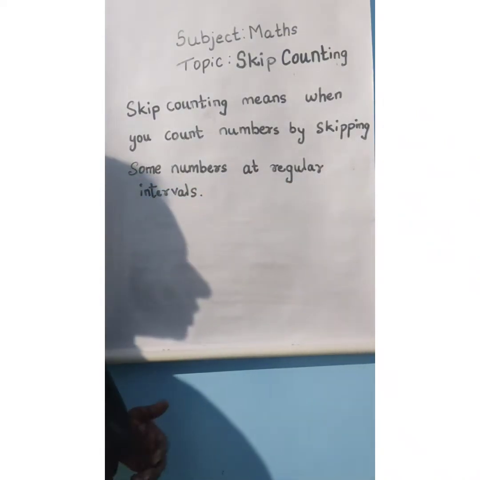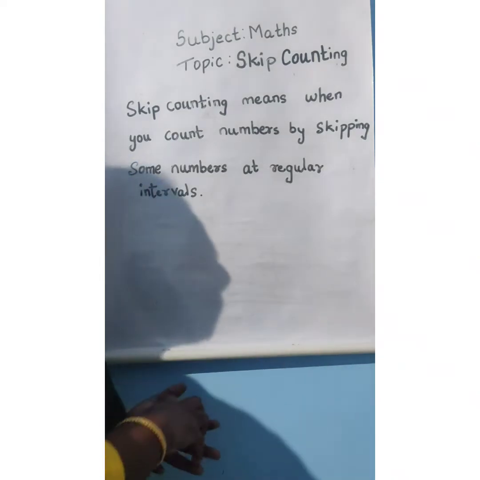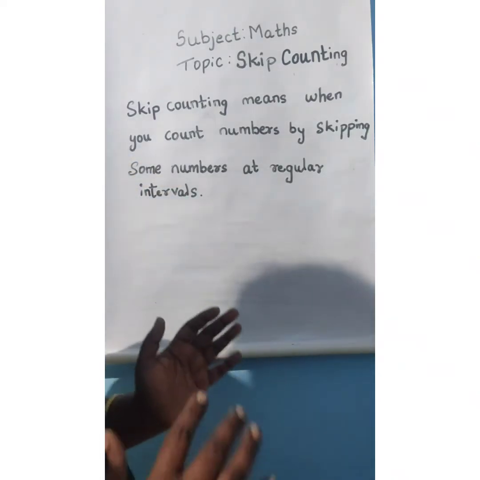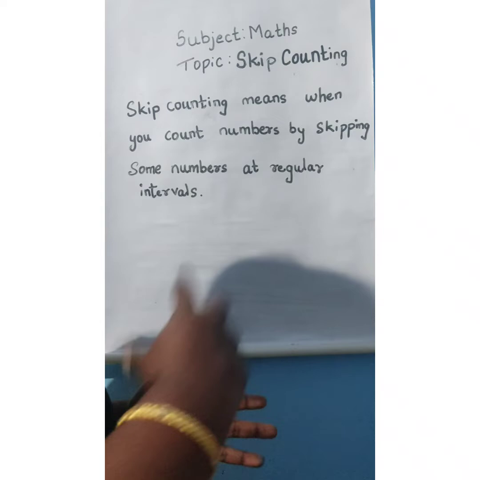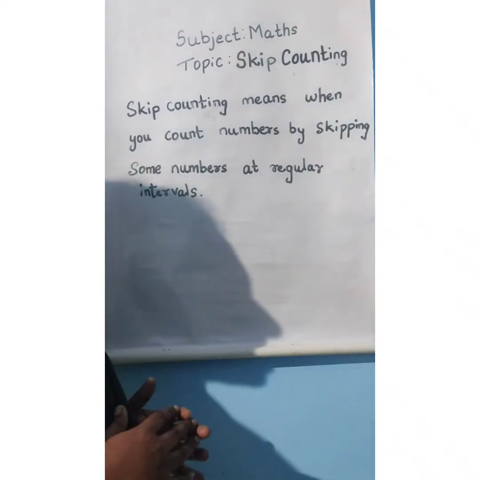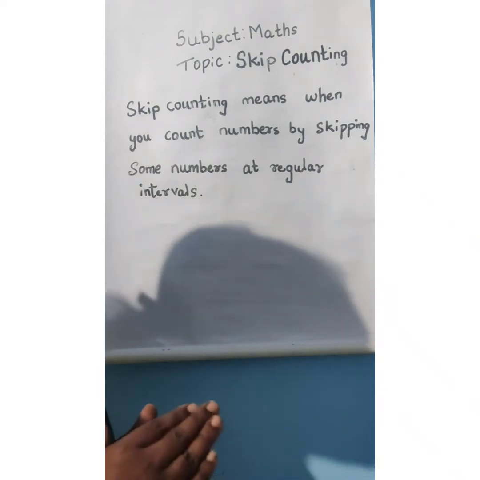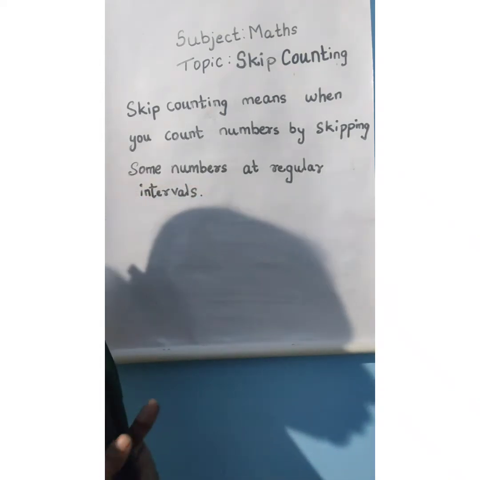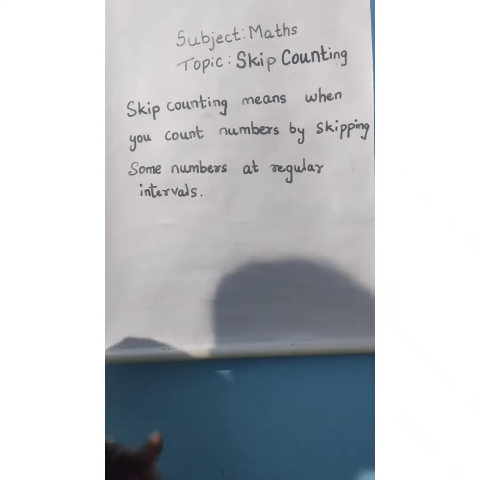Okay, skip counting means what? You are going to skip some numbers at the regular interval. Same numbers you will be skipping. That is called a regular interval. Okay, so we have already learned the 2s and 3s. That is skip counting of 2s and 3s. We will revise that once, children. We will revise skip counting of 2s.